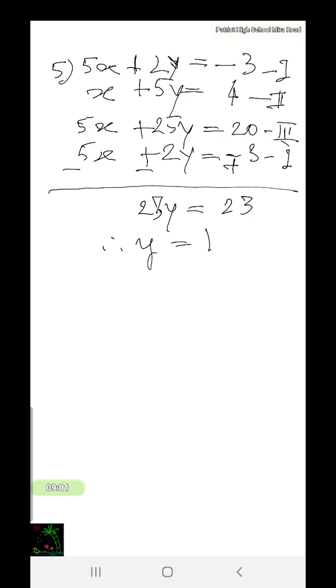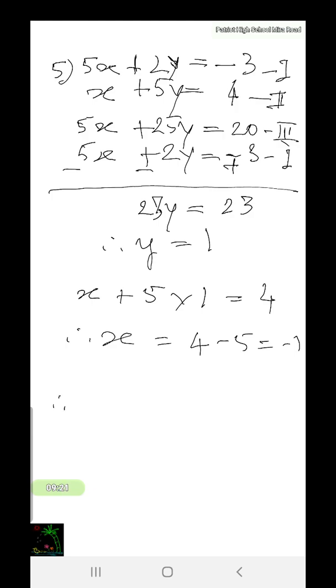Substituting the value of y in equation 2, we have x plus 5 times y, which is 1, is equal to 4. Therefore x is equal to 4 minus 5, which is equal to minus 1. Therefore the solution is x is equal to minus 1, y is equal to 1.